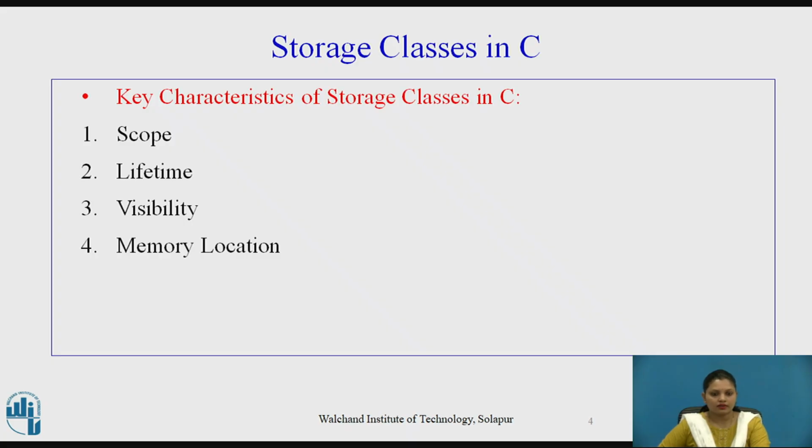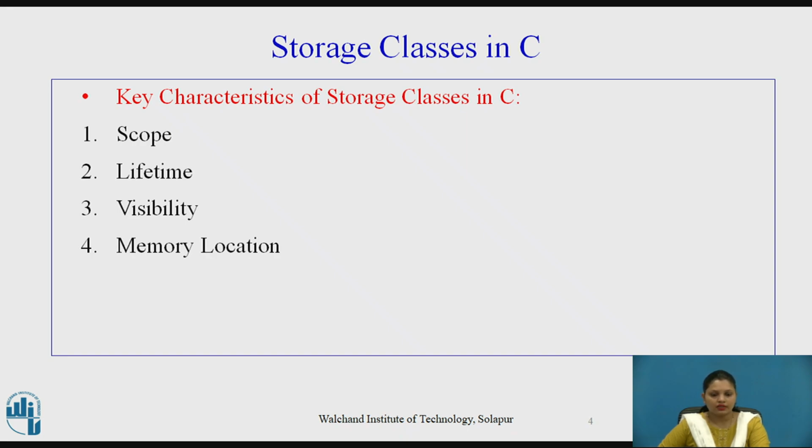The fourth characteristic is memory location. The memory location specifies where the variable is stored, for example, RAM or CPU register. The high speed CPU registers are used for frequently accessed variables, and standard RAM allocation is used for regular variables. These are the key characteristics of storage classes in C.